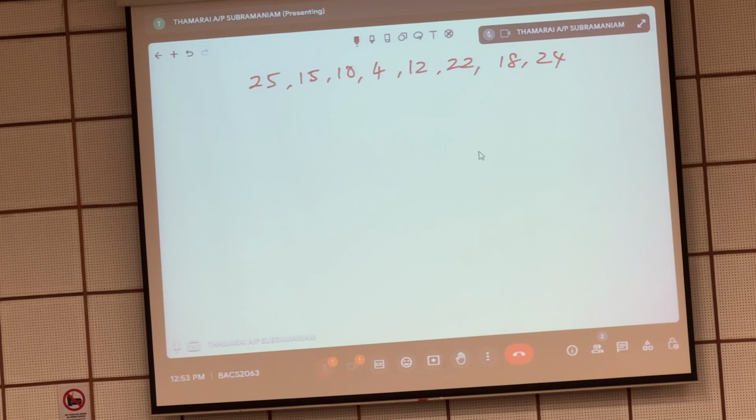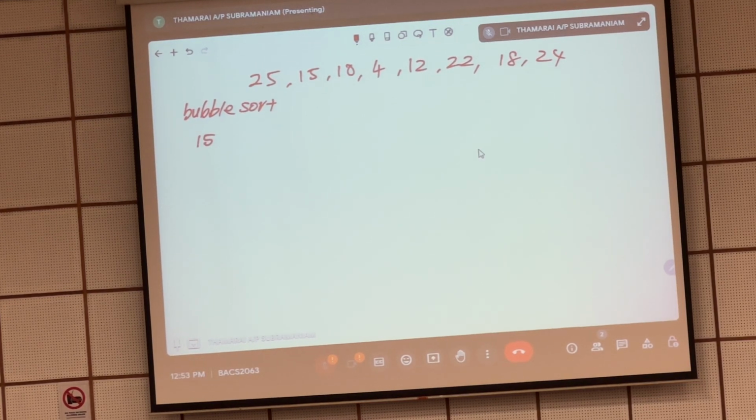This is our value. We have to do a bubble sort. Okay? So bubble sort. Okay, first thing, check adjacent values. Okay? 25, because we have to move the highest value, you just switch like that. So first is 15. Then, what is the value? 15.